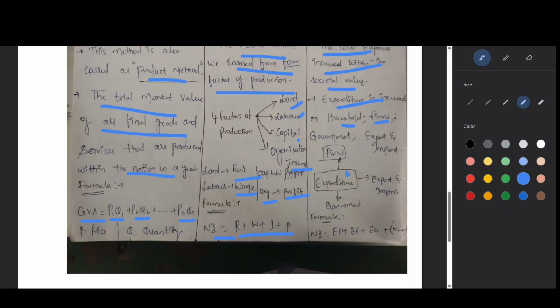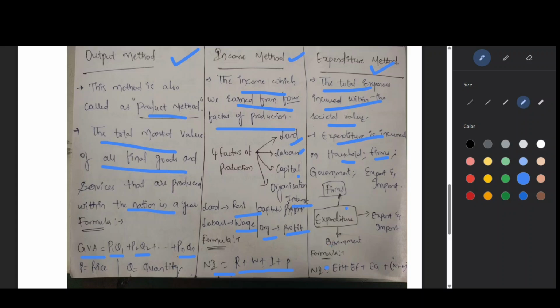The formula for calculating expenditure method is national income is equal to expenditure on household, expenditure on firm, expenditure on government, and X minus M, that is, expenditure on export minus the expenditure on import. So this is the formula to calculate the expenditure method. So these are the three methods which are used to calculate the national income. So this is your answer. I hope you understand the answer.